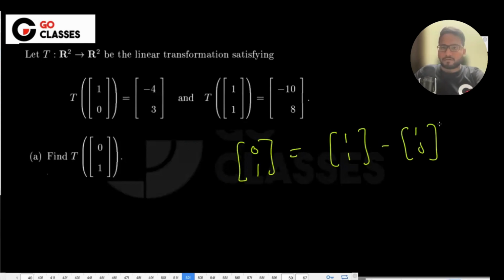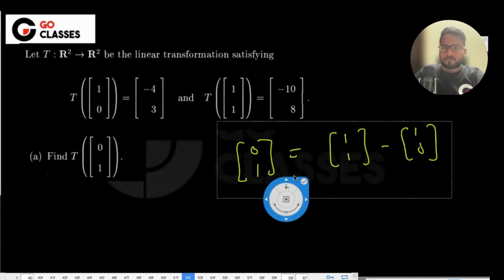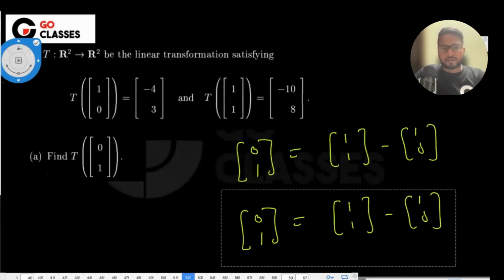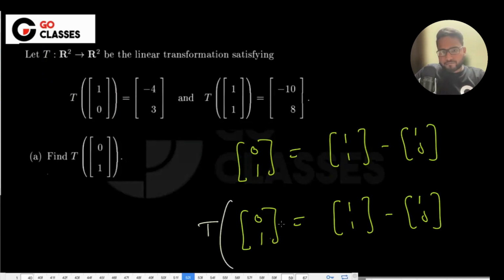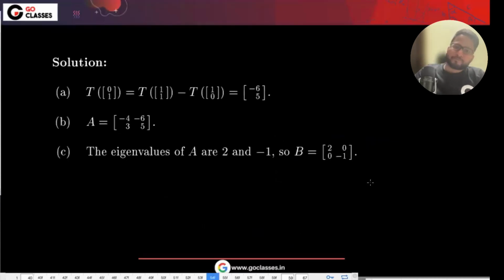Just a second. So T of this both sides, and then you can find out the answer, right? Which is minus 10 plus 4, I think minus 6, 8 minus 3, 5, right? So (minus 6, 5) should be the answer. Okay. Let's just check. Yeah, minus 6, 5. Okay. Is this okay to everyone?